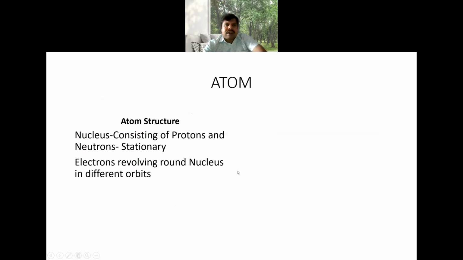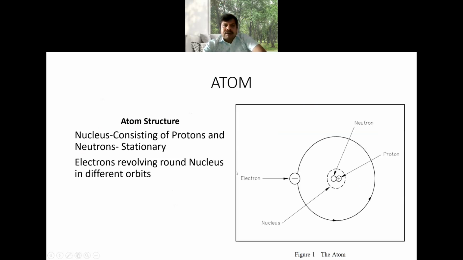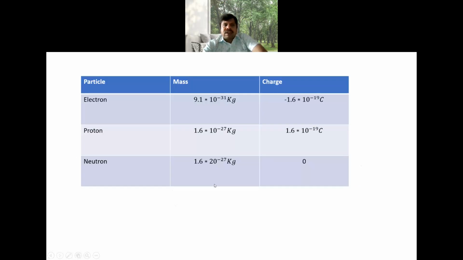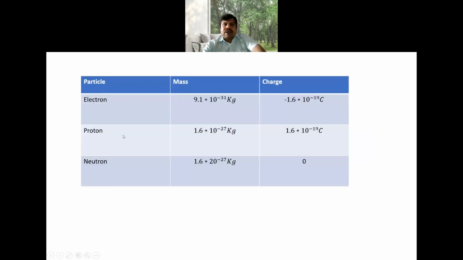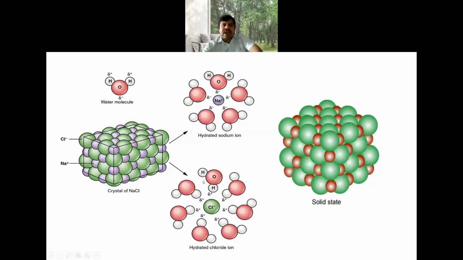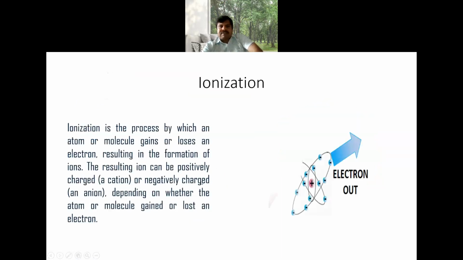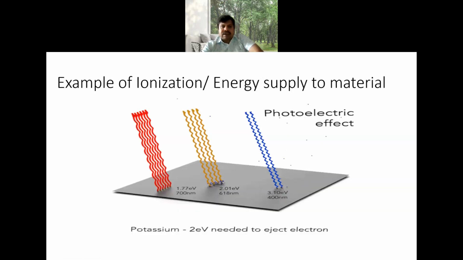We learned about the basic atomic structure. From the basic atomic structure, we can conclude that there are three types of charged particles. Out of them, two have a charge and one does not have any charge. After that, we saw how to separate the electrons from their atoms. That is known as ionization.